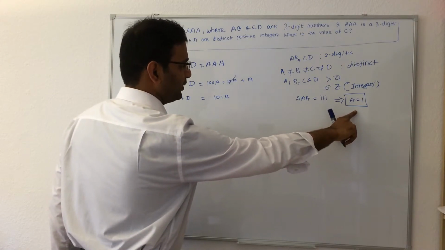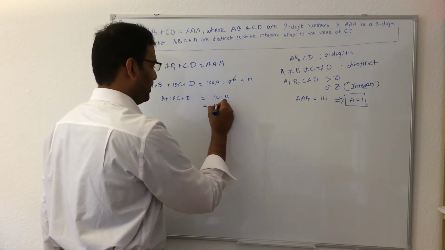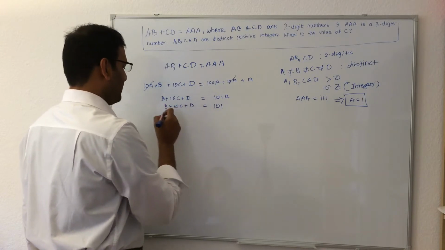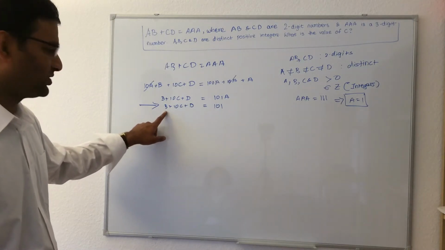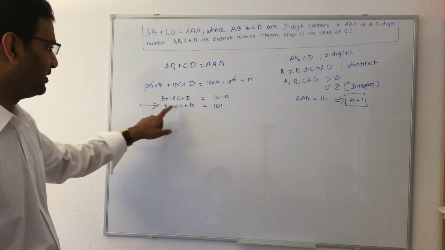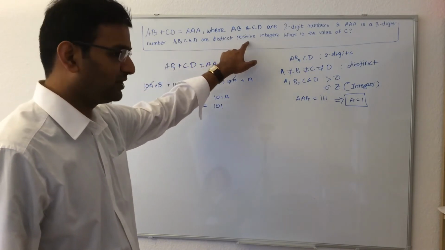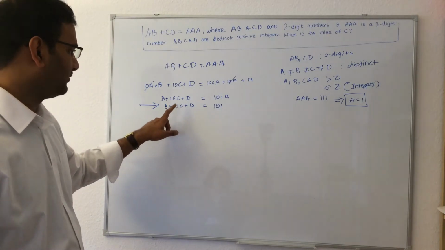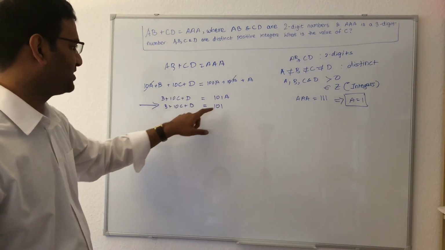From earlier computation, we know that A has to have a value of 1. Therefore, the right hand side of the equation becomes 101. The left hand side of the equation remains the same, B plus 10C plus D. What the question is asking us to find out is the maximum value of C that brings the summation of the left hand side to 101. Because A, B, C and D are positive integers, we can't have any negative values of B and D. Therefore, we need to find out the maximum value of C that maximizes the equation and brings the summation to 101.